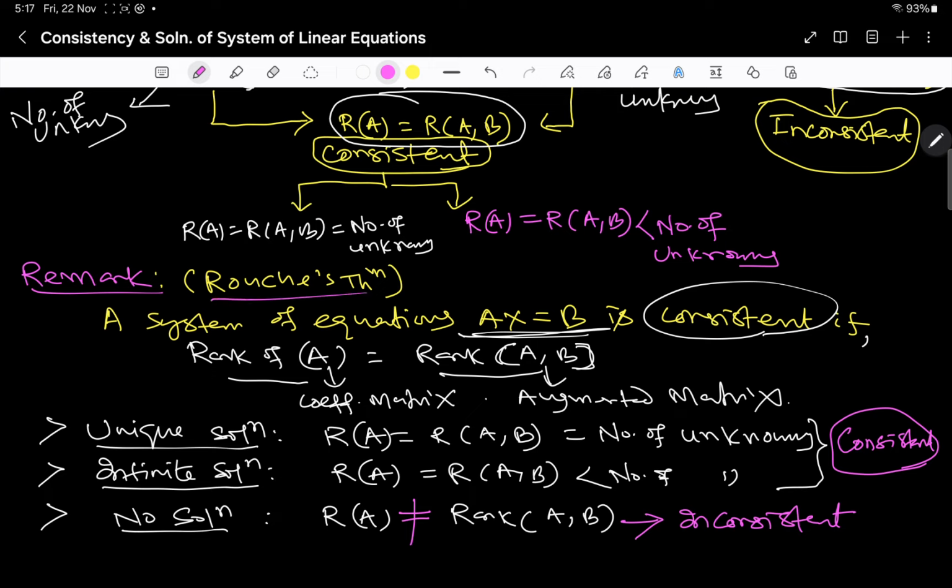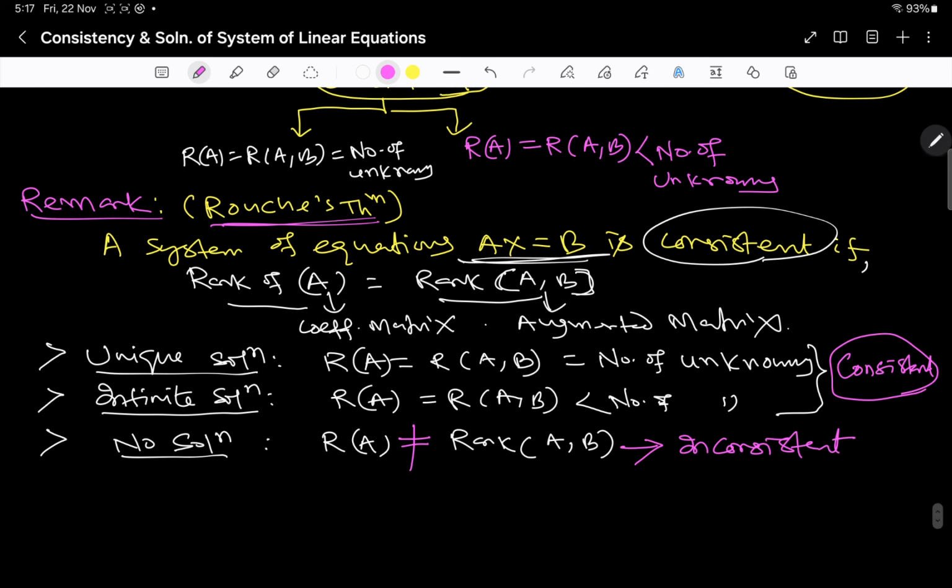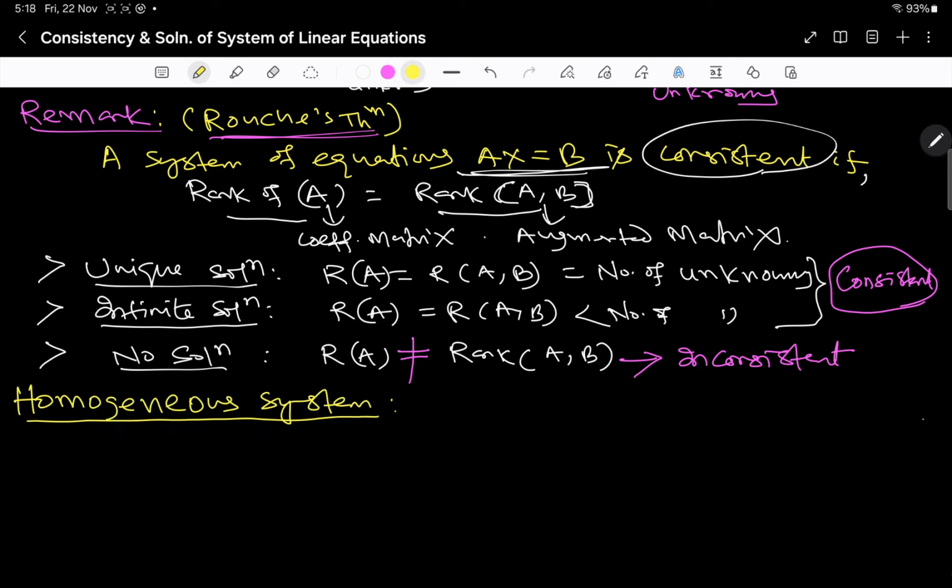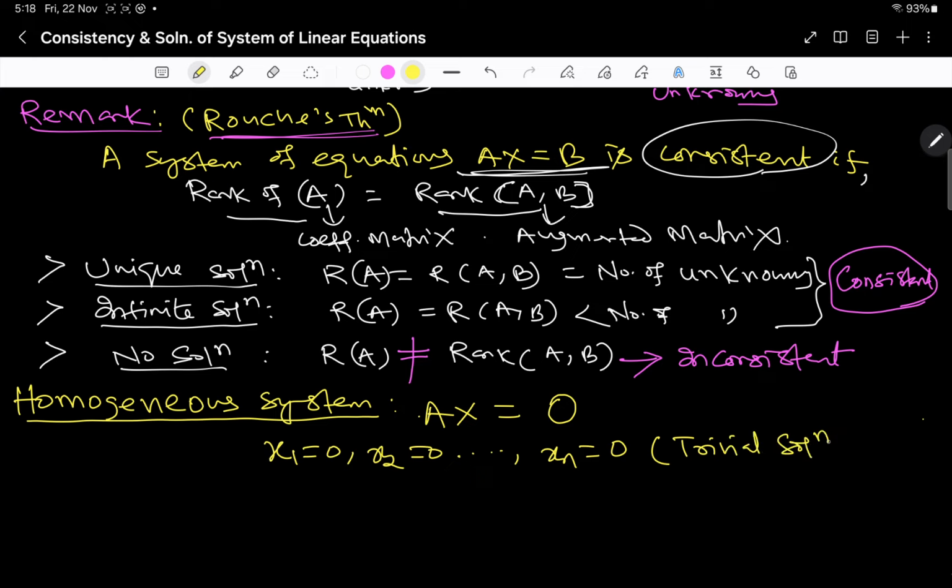Now this is the Rouché's theorem. We don't bother about the theorem, we just should know the theme, how to recognize whether the system is consistent or not. Now coming to a homogeneous system. In a homogeneous system, the right hand side is always 0. So if I substitute all the variables as 0, x1 = 0, x2 = 0, xn = 0, then it must be a solution or not? It is a trivial solution. So a homogeneous system always possesses a trivial solution.